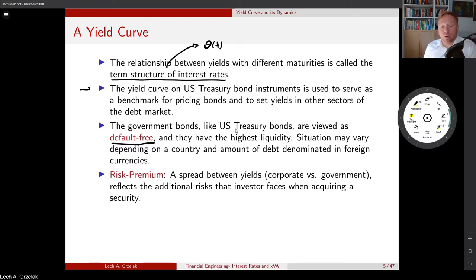And of course, US Treasury bonds have the highest liquidity. This is the biggest market in the bond market and also in the stock market. And the situation may vary depending on the country.